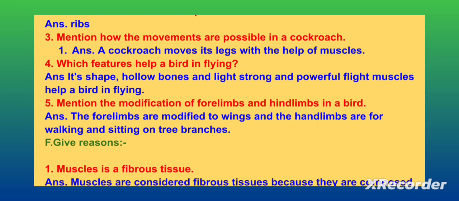Which feature helps a bird in flying? Its shape, hollow bones, and light, strong and powerful flight muscles help a bird in flying. Mention the modification of forelimbs and hind limbs in a bird. The forelimbs are modified to wings and the hind limbs are for walking and sitting on tree branches.